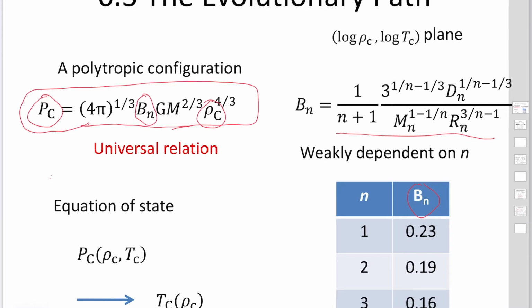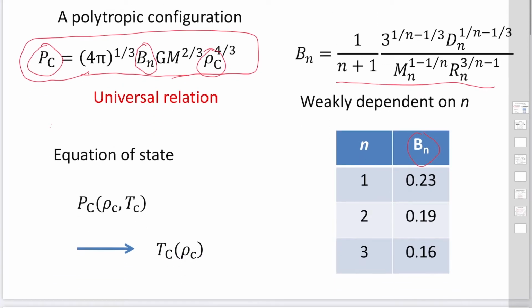So if we combine it with the equation of state, related to central pressure, pressure is expressed as a function of the density and temperature. If we combine these two equations, you can find the temperature as a function of the density, or density as a function of the temperature. Then you can draw the evolutionary path on the log T, log rho plane.